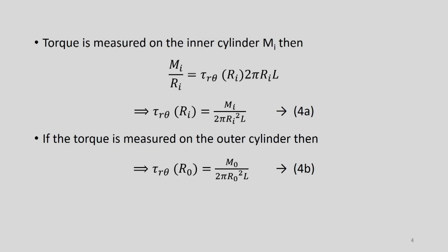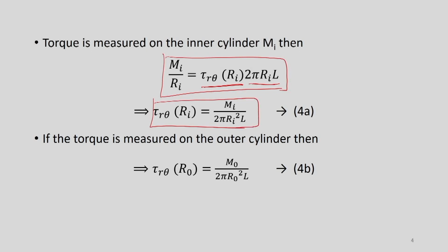Because of rotation, whatever torque is there should be balanced by the shearing force. So for that case, we have Mi by Ri equals tau r theta times 2 pi Ri L, where tau r theta is a function of Ri. Now 2 pi Ri L is the surface area of the inner cylinder. So from here we get tau r theta at r equals Ri is equal to Mi by 2 pi Ri squared L. Mi is nothing but the torque.